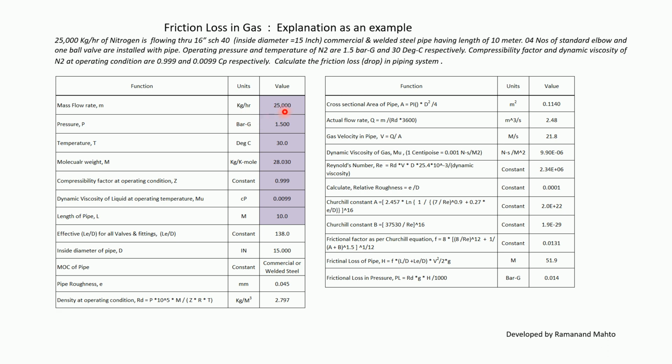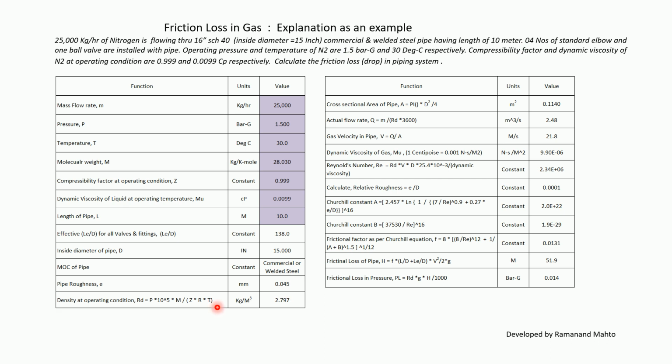Mass flow rate is 25,000 kg per hour. Pressure is 1.5 bar gauge. Temperature is 30 degrees Celsius. Molecular weight is 28.03 kg per kilomole. Z is 0.999 constant and dynamic viscosity is 0.0099. Length of pipe is 10 meter. Effective L by D for the valves and fittings is 138 again, for the 4 numbers of 90 degree elbow and 1 ball valve. Pipe inside diameter is 15 inch. MOC of pipe is welded steel, so roughness is 0.045 millimeter.